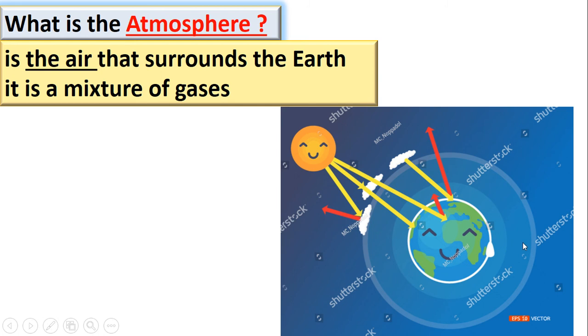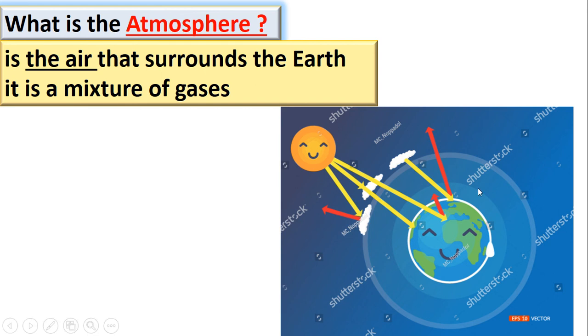And we know that air means gases. So the atmosphere is also a mixture of gases. What is the meaning of mixture of gases? It is different gases mixed together. Gases like what? Like nitrogen, oxygen, carbon dioxide. All of these gases are mixed together and form something called atmosphere. So again, what is the atmosphere? It is the air that surrounds the earth, or it is a mixture of gases.